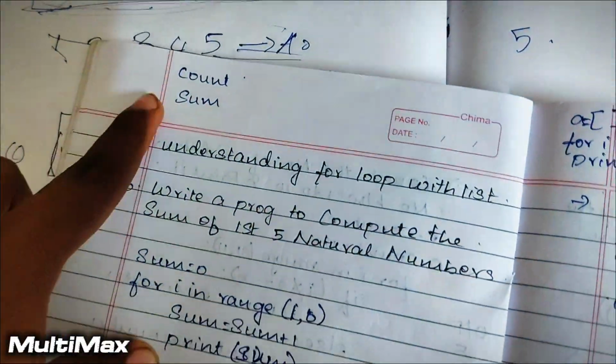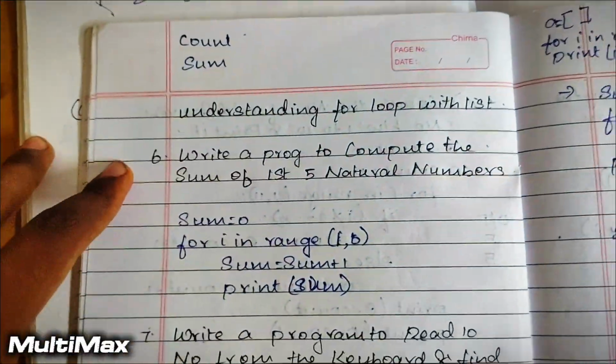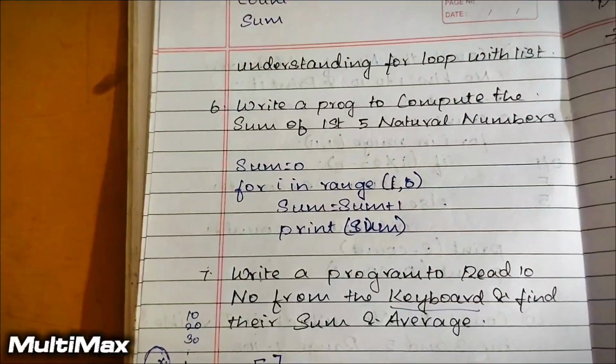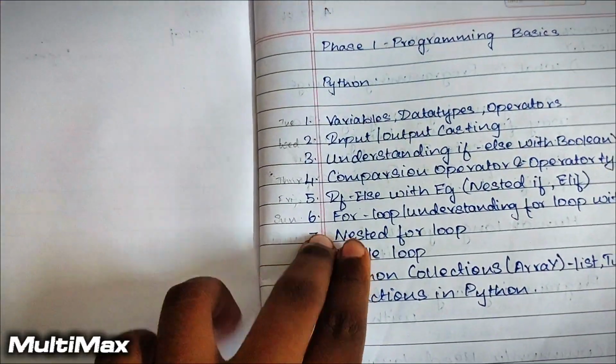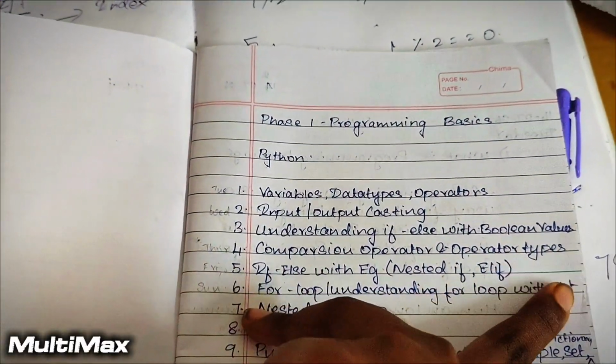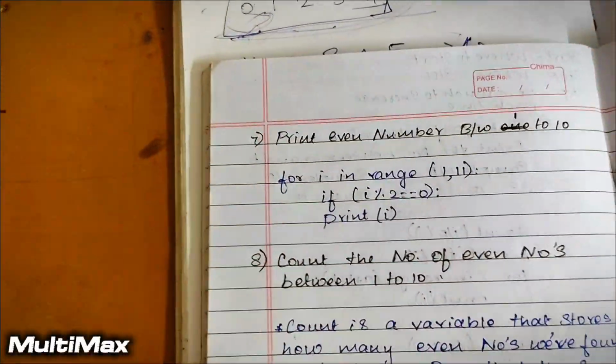There is a difference between count and sum. That's the reason I have put it in. Now, understanding for loop with list. Okay, understanding for loop with list. Wait a minute, so here the for loop completed. Understanding for loop with list, that is the thing we are going to learn.